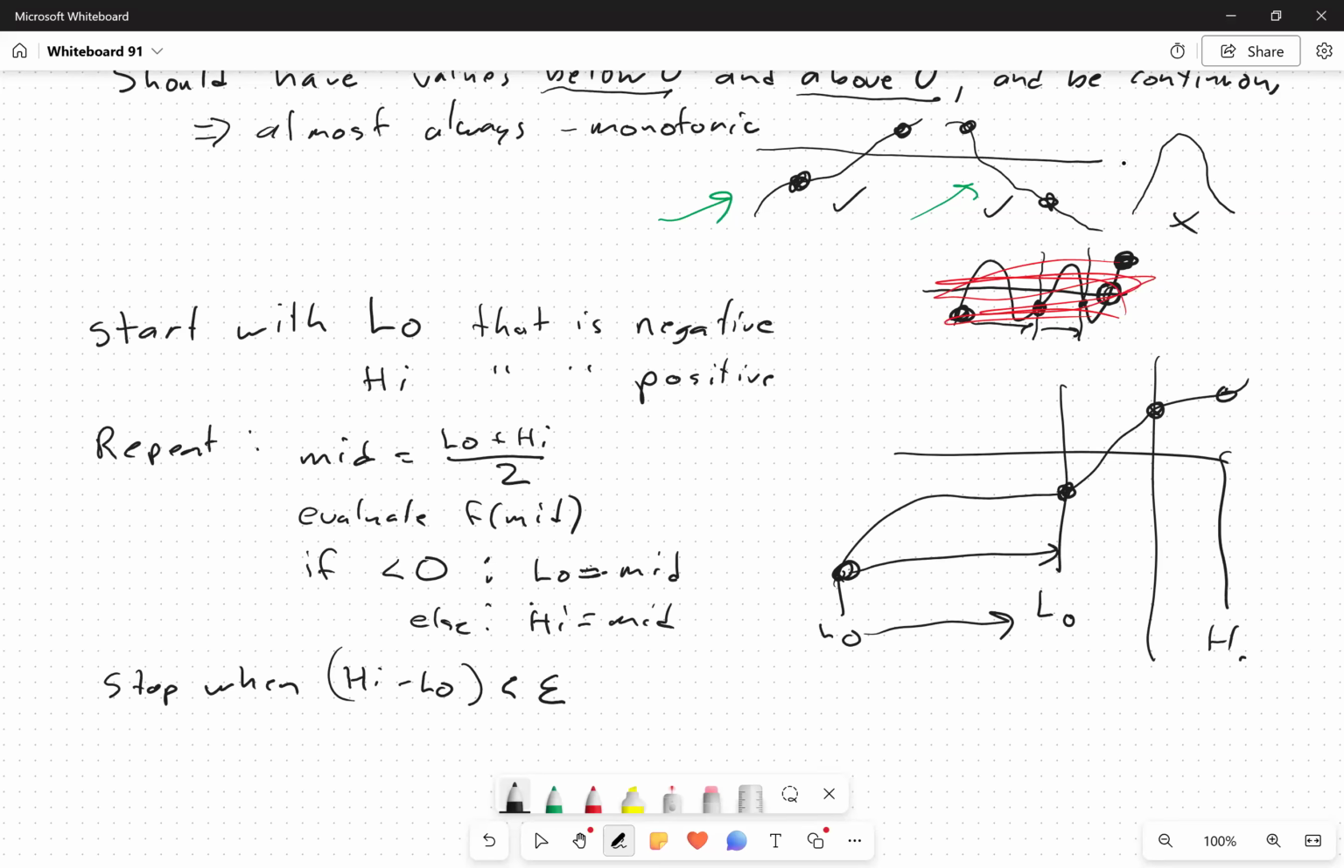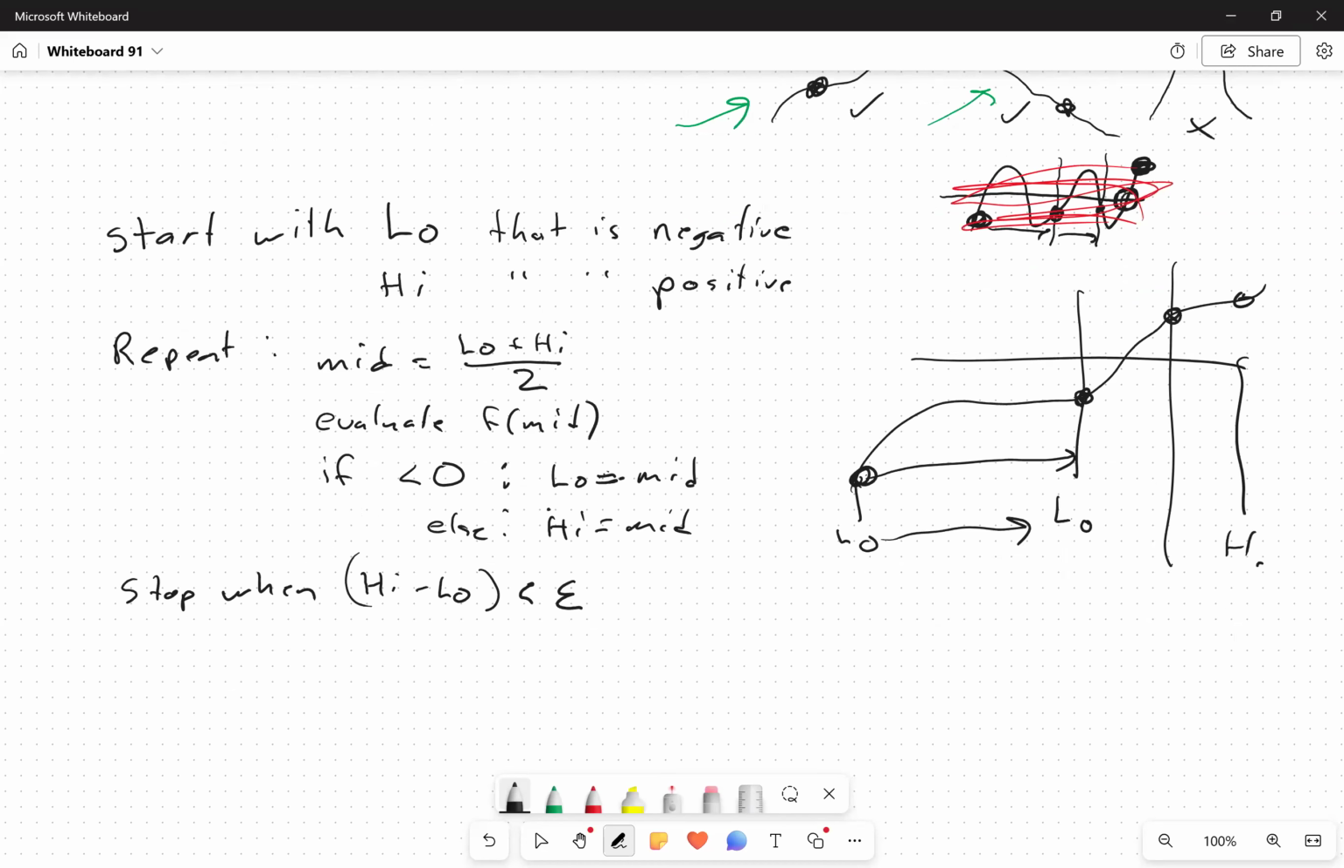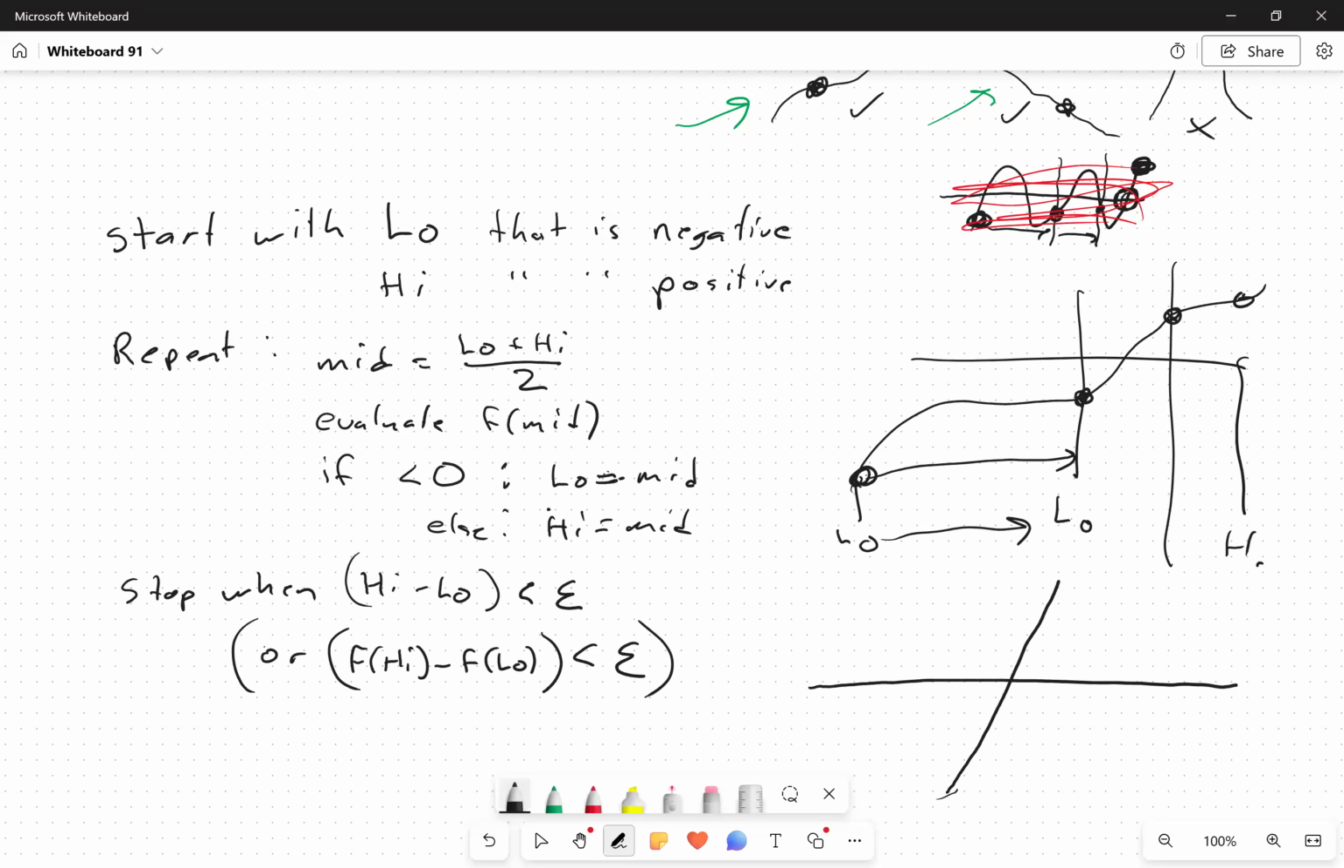Now, this is one place you have to be very, very careful. Whether you want to actually stop when high minus low is less than epsilon, or sometimes you want to stop when f at high minus f at low is less than epsilon. So what do I mean by that? If I have a function that is very steep, let's just assume it's like a line going way up, I can have a low value and a high value here, and that distance between the two, this distance right here, might be less than epsilon.